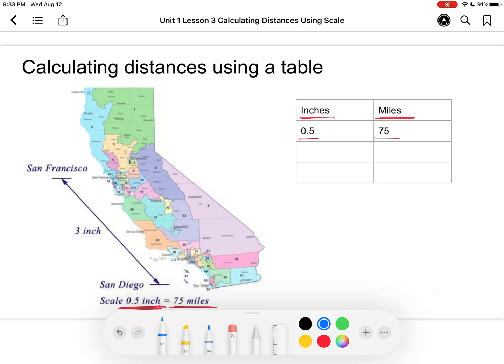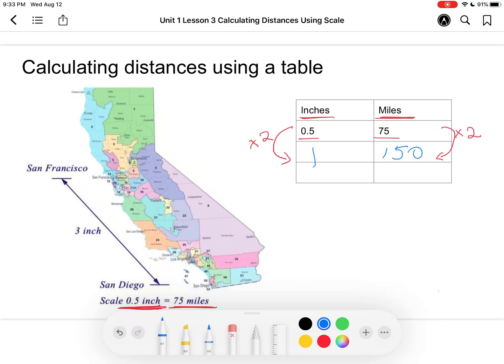And it's always good to get the unit rate. So 1 inch represents how many miles? So if a 1/2 an inch represents 75 miles, and how many halves are there in 1? There's 2 halves. We multiply by 2. So 2 times 75 will give me 150. So 1 inch will represent 150 miles.